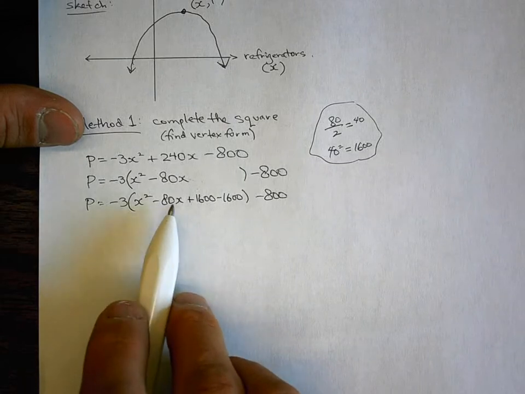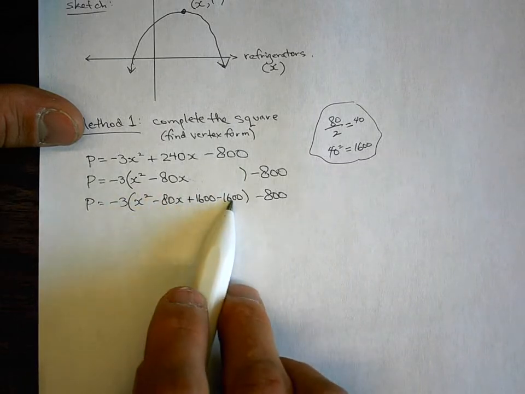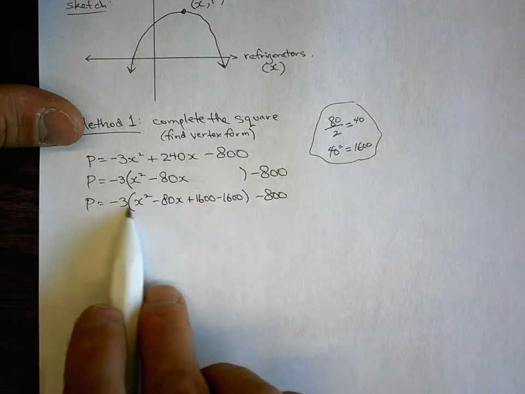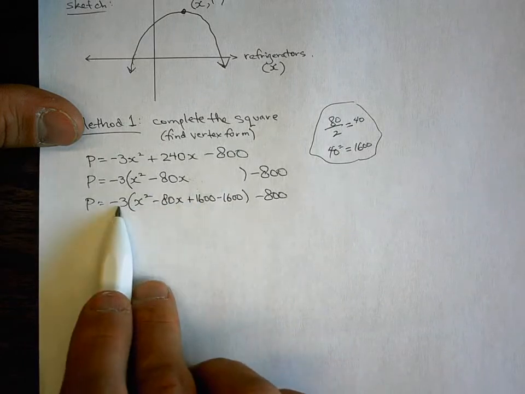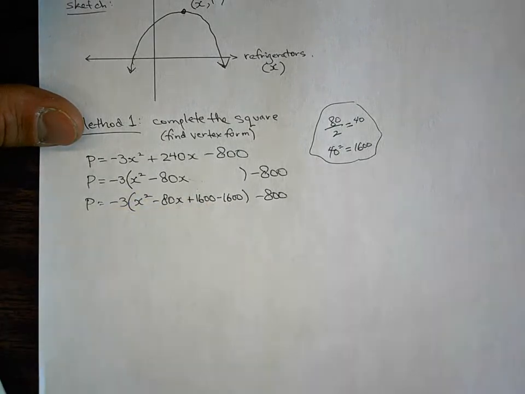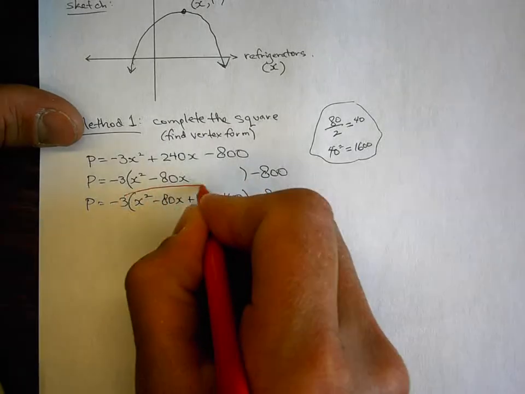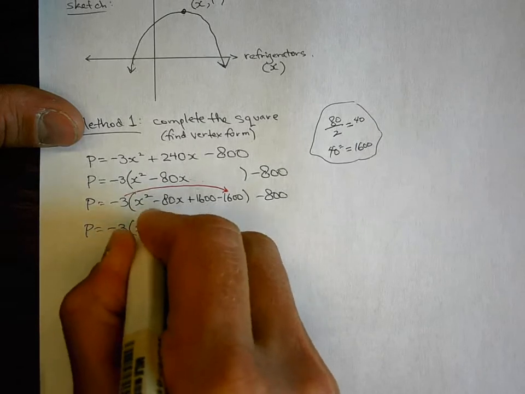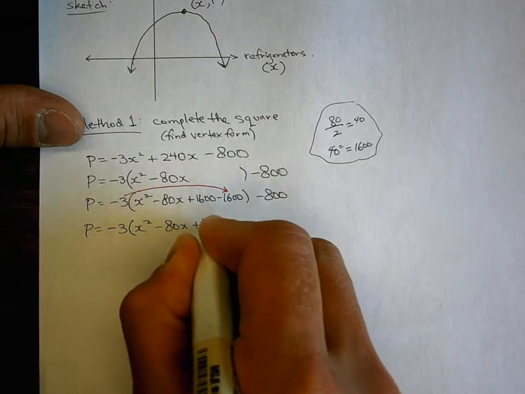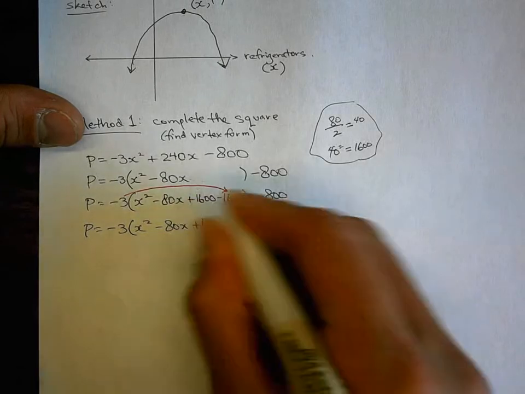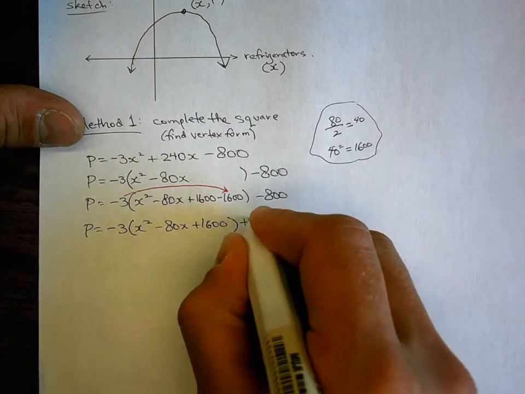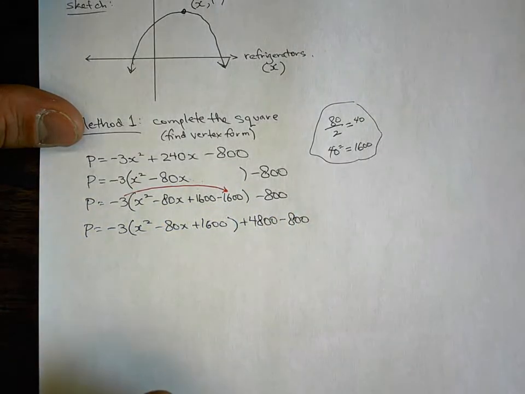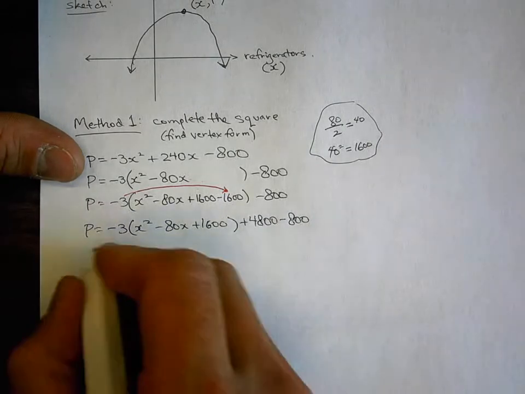Now, I can't factor my perfect square with this extra negative 1600 here. So I need to move the negative 1600 out of the bracket, out of the exclusive club. To do that, I multiply it by 3. So I end up with p equals negative 3 times x squared minus 80x plus 1600, minus 3 times negative 1600, so this is going to be plus 4800 minus 800. Okay, and now I can complete the square finally. So the hard part is over.